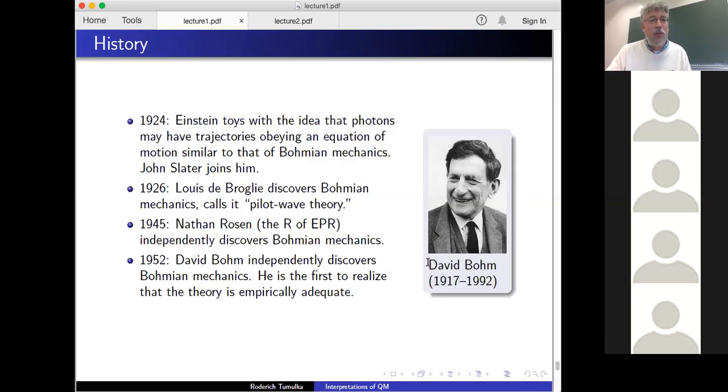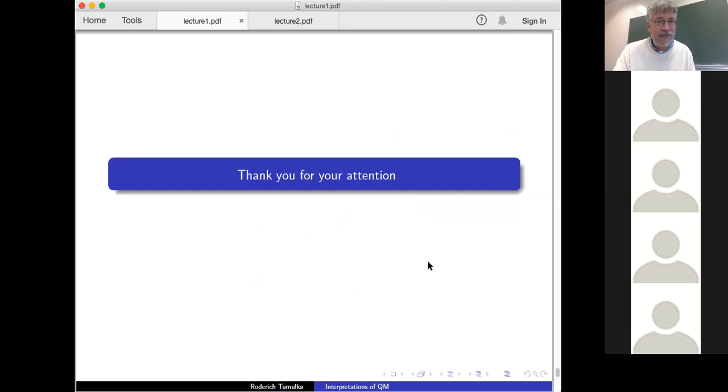Shortly afterwards, Louis de Broglie discovered Bohmian mechanics. He called it the pilot wave theory. In 1945, Nathan Rosen, the R of EPR, independently discovered Bohmian mechanics. And in 1952, David Bohm independently discovered Bohmian mechanics. He was the first to realize that the theory is empirically adequate. All of the others, Einstein and de Broglie and Rosen, came to the conclusion that the theory somehow makes wrong predictions, but they all made mistakes. It actually makes the correct predictions, and Bohm was the first to realize that. That's why we call the theory now Bohmian mechanics and not Rosen mechanics or de Broglie mechanics.